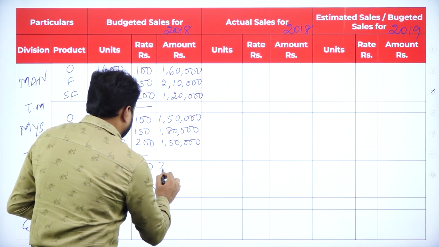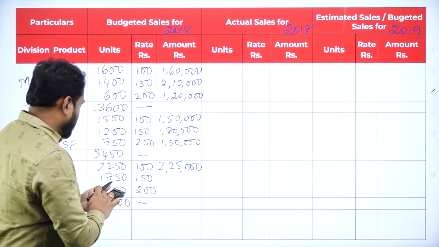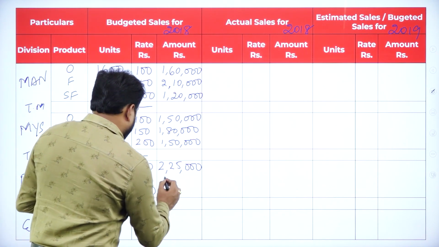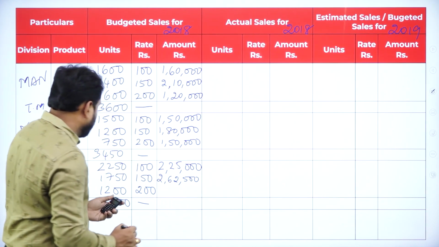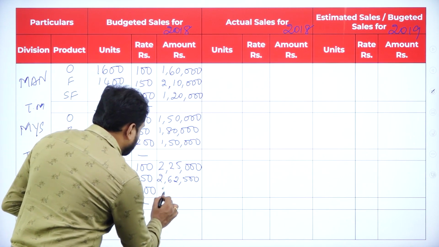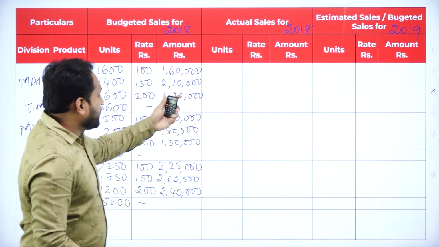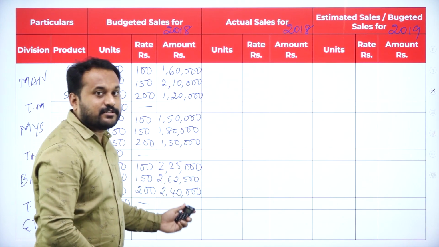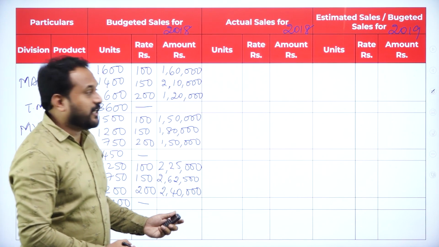Let's go with this. 2,25,000. Again, 1,750 into 150. You have 2,62,500. Now 12 and 2 is 24, so 2,40,000. I want you people to give me the total of Mandia, total of Mysore, and total of Bangalore. That is the budgeted sale of 2018. You are supposed to tell me.